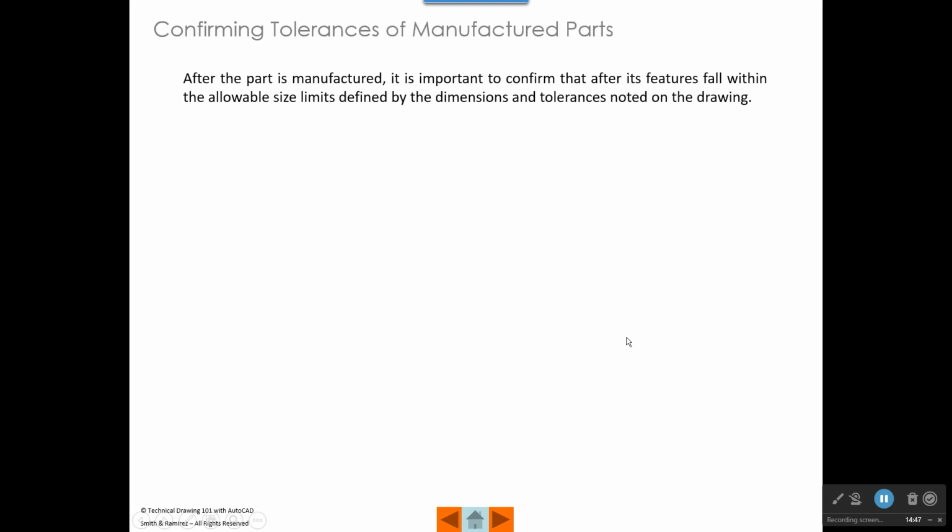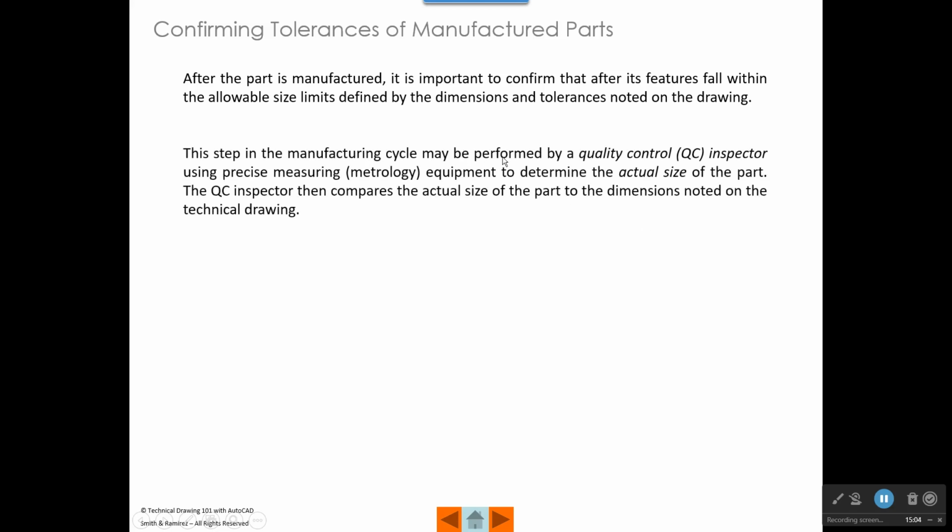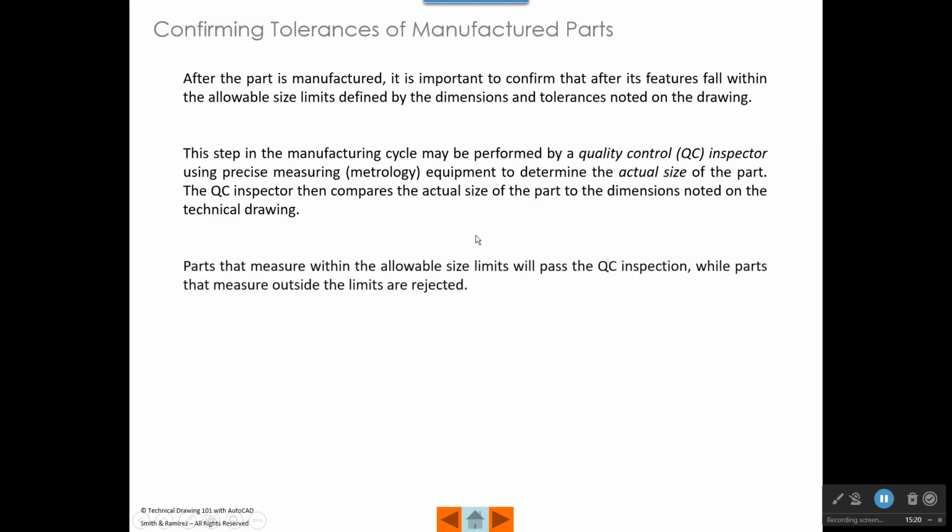All right, so how do we confirm tolerances of manufactured parts? After the part's manufactured, we have to confirm that it was manufactured within the size limits of the dimensions and tolerances noted on the drawing. So this step in the manufacturing cycle may be performed by a quality control inspector using precision measuring equipment, which we call metrology equipment. And what they will do is they will measure the features of the part to find out what the actual size of the part is.